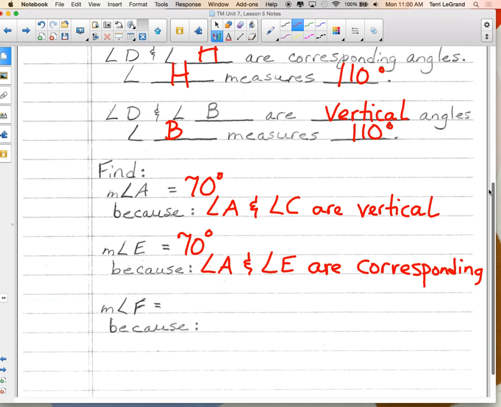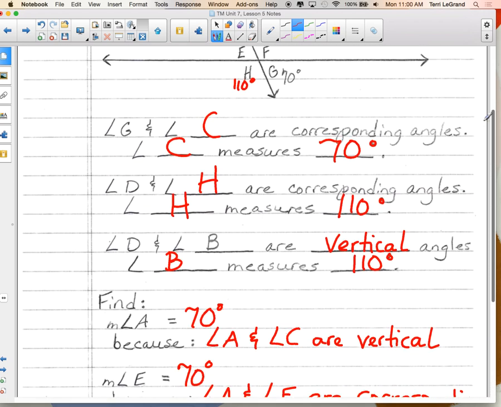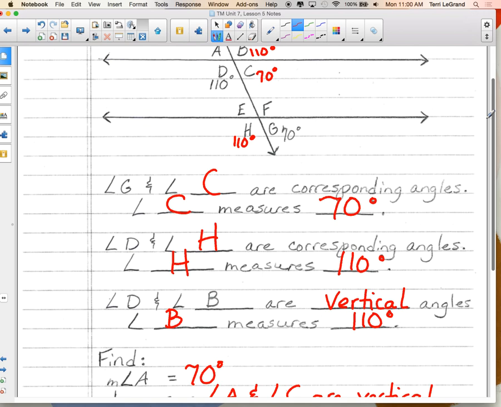Give me a vertical angle relationship with E. Which angle is vertical with E? G. Look at there. And what should it measure? It better measure 70 degrees. Okay, so we got these guys. I haven't been filling mine in. It looks like the only one we have left is F, right?